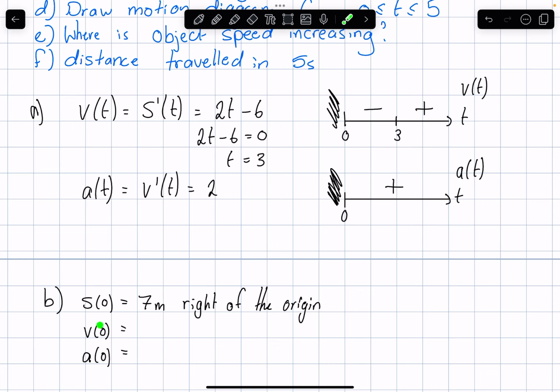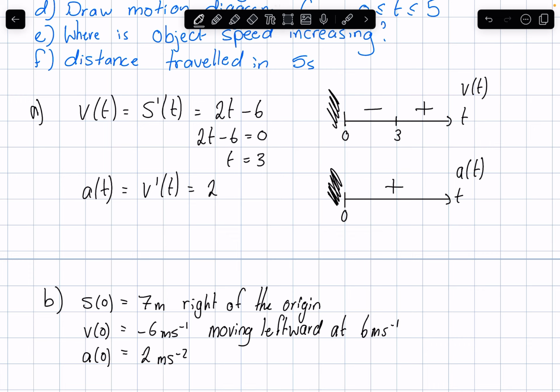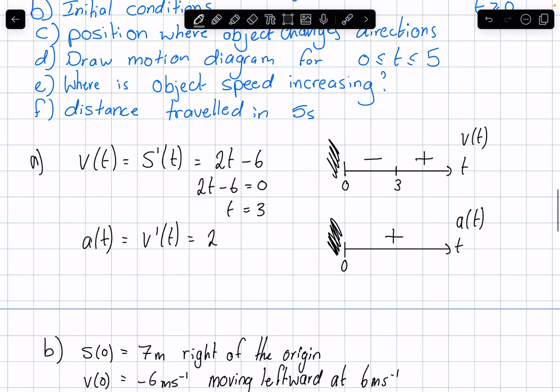Now v of 0, I put 0 into here and I'm left with -6 meters per second. So that means moving leftward at that velocity, so at 6 meters per second. Then always, like I said before, my acceleration is going to be 2 meters per second squared. So that means my velocity is increasing. All right, so they're my initial conditions.